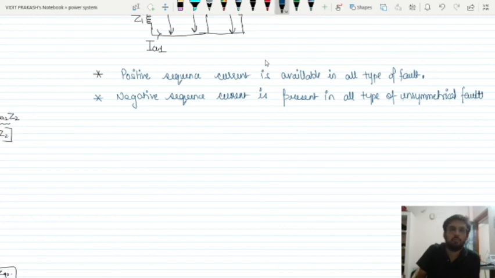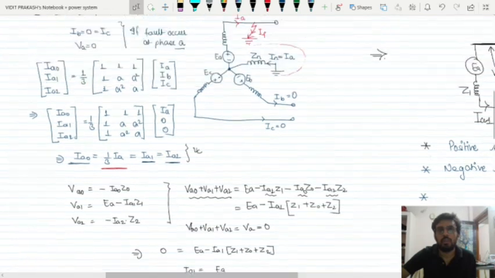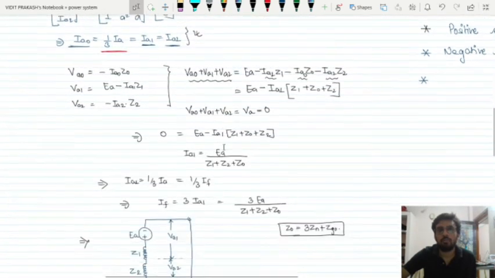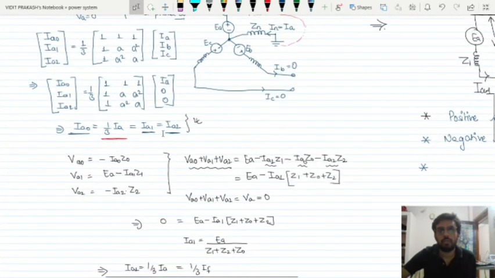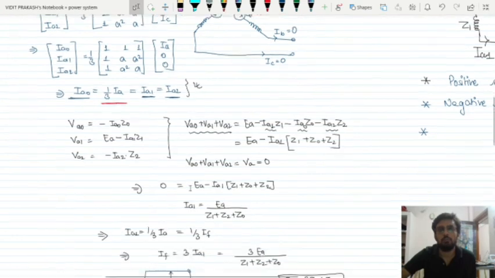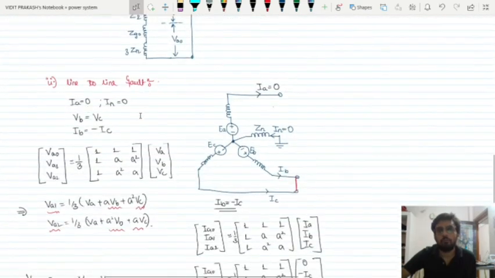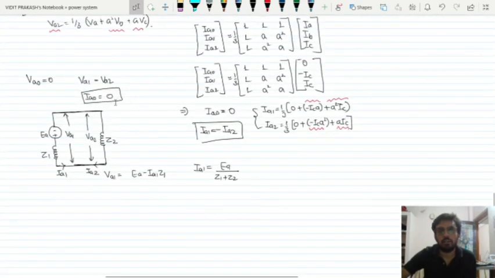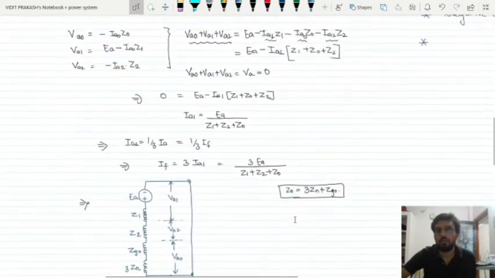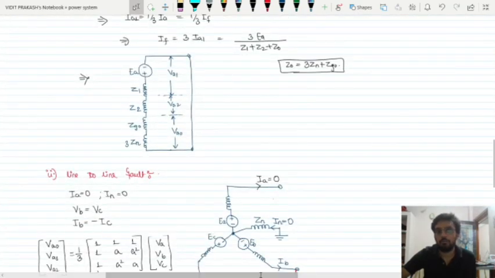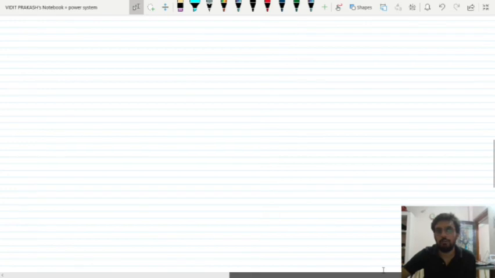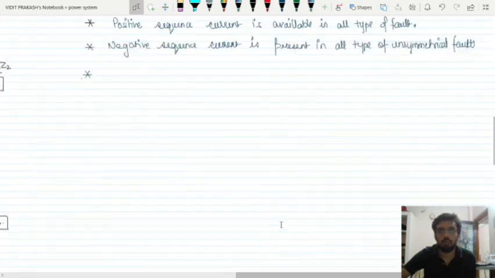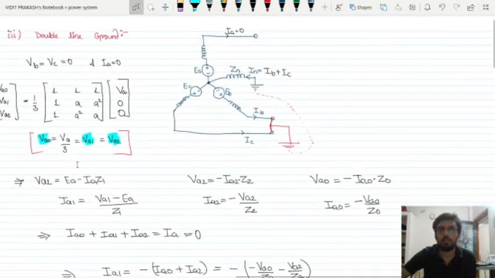Okay, what about the zero sequence current? See, in line to ground fault, there is zero sequence current, right? Ia0 is equal to Ia1. In line to line fault, what is the zero sequence current here? Zero. In line to ground fault it was available, but in line to line fault, it is not available. What about double line to ground fault? It is available, that is minus Va naught by Z naught.